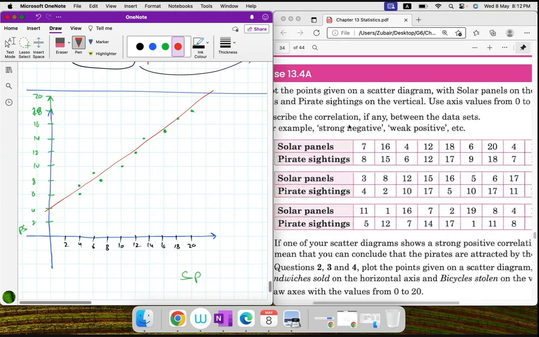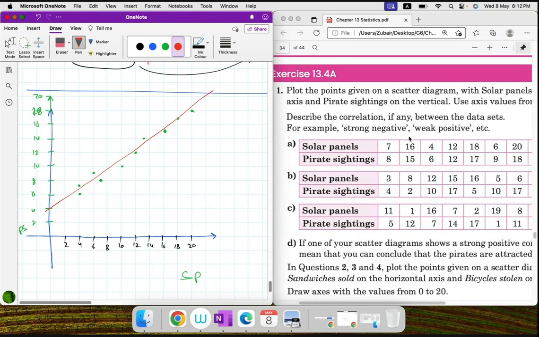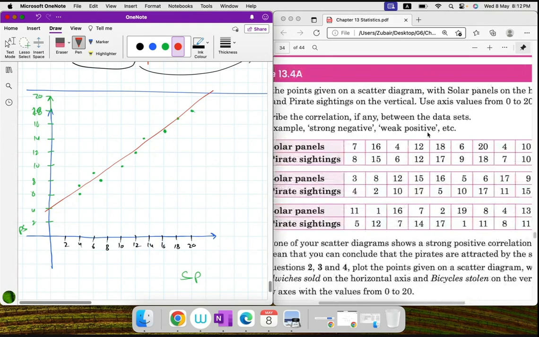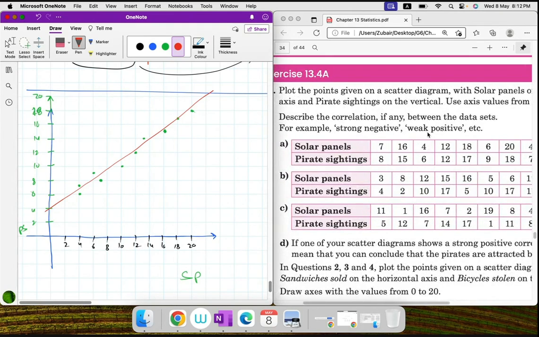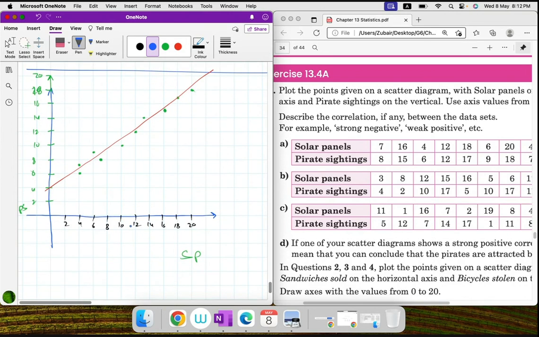So now what is it? Strong negative, weak positive, whatsoever. What is the relationship? What do you think, Haris? Positive. Strong positive. Yes, no problem.